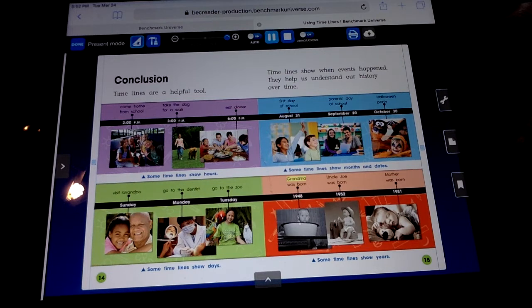1948, Grandma was born. 1952, Uncle Joe was born. 1981, Mother was born. Some timelines show years.